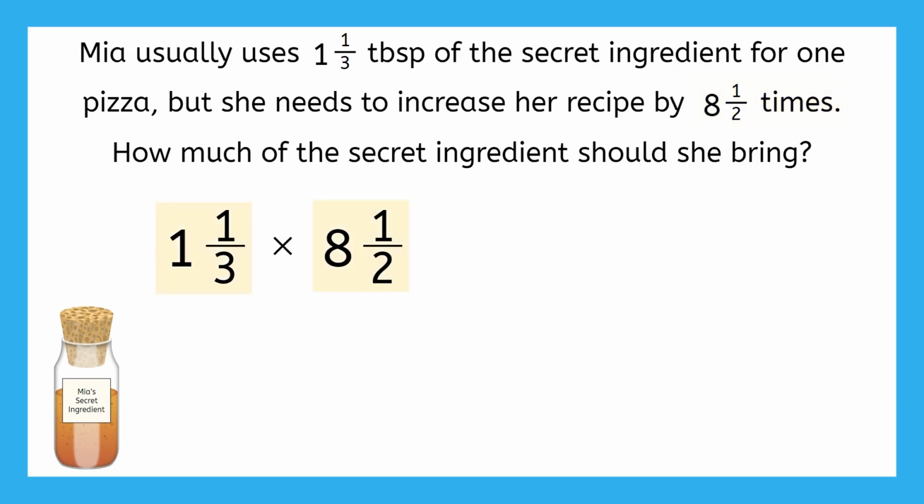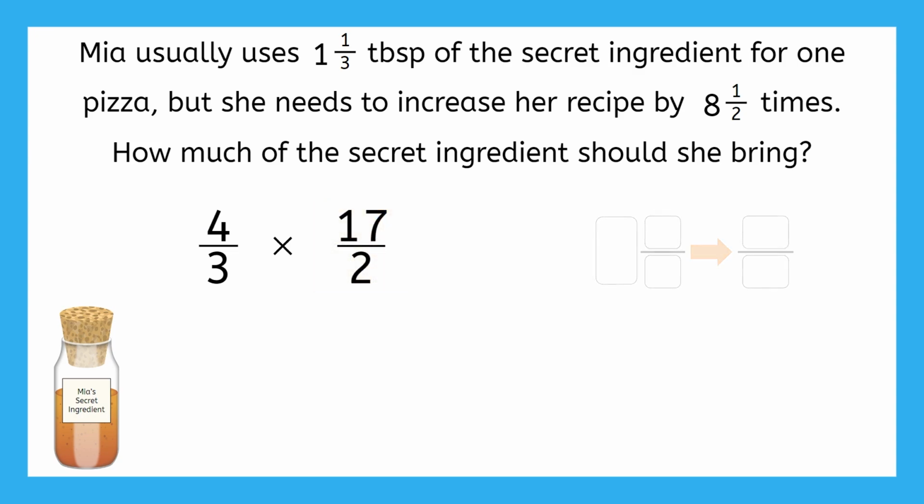Just like dividing, when multiplying mixed numbers we need to first convert them to improper fractions. Pause here while you convert 1 1/3 and 8 1/2 to improper fractions. 1 1/3 becomes 4/3, and 8 1/2 becomes 17/2. Now we multiply. 4 times 17 equals 68, and 3 times 2 equals 6.